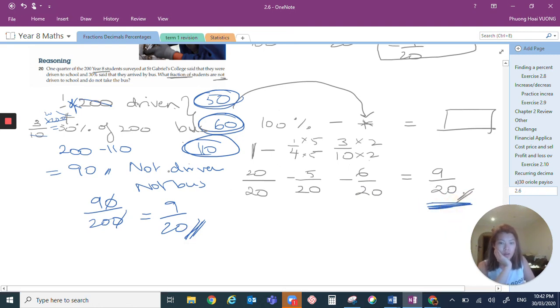It's up to you how you want to do it, but I suggest that you get used to seeing that 1 is the same as 100%, because 100% means 100 out of 100, which is 1.